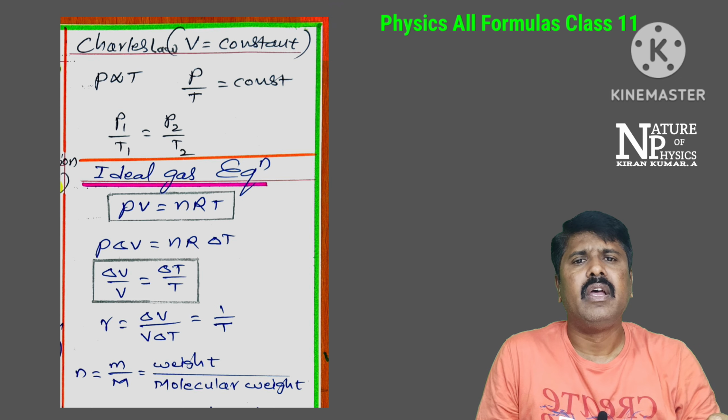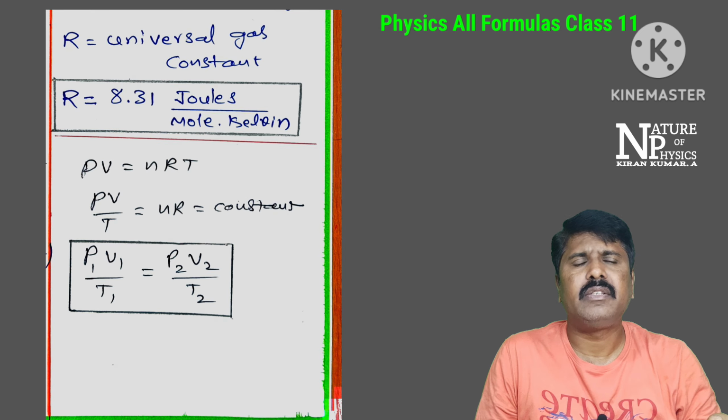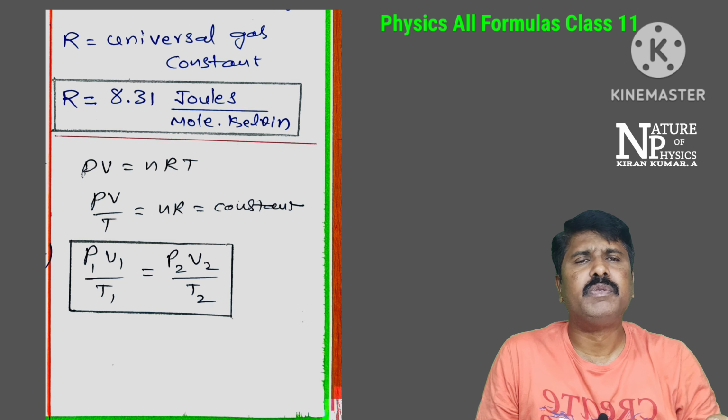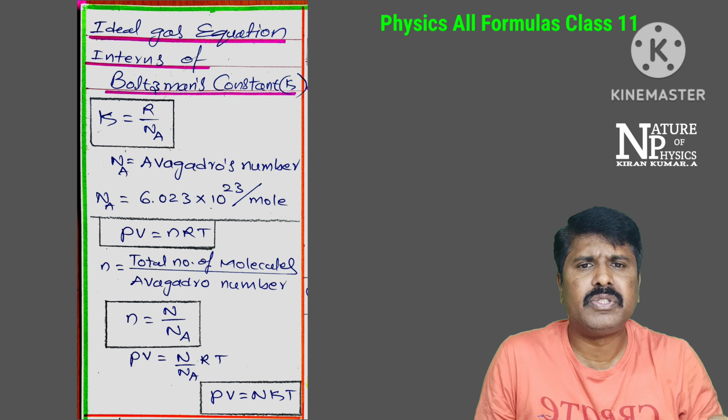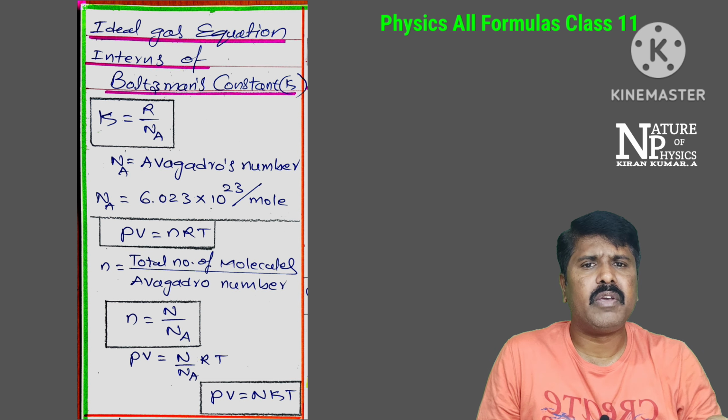And next one is the ideal gas equation. R is the universal gas constant. Pressure, volume, temperature relations are clearly given. Okay, the ideal gas equation in terms of the Boltzmann constant. K is the Boltzmann constant. Okay, Na is the Avogadro number, and the constant value is also given.